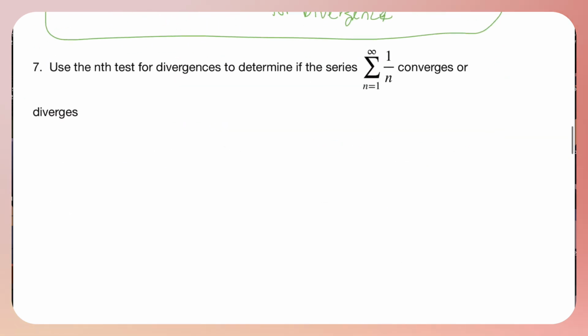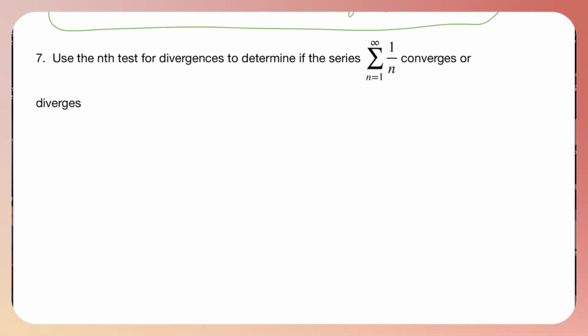Okay, looking at number 7, now we have the summation of n equals 1 to infinity of 1 over n. We're going to determine if this converges or diverges. Okay, so if I want to do the limit as n goes to infinity of 1 over n, that would give us 0. And since the nth term test says it cannot equal 0, but this equals 0, the nth term test for divergence fails here. So we cannot use that to determine if this series converges or diverges.